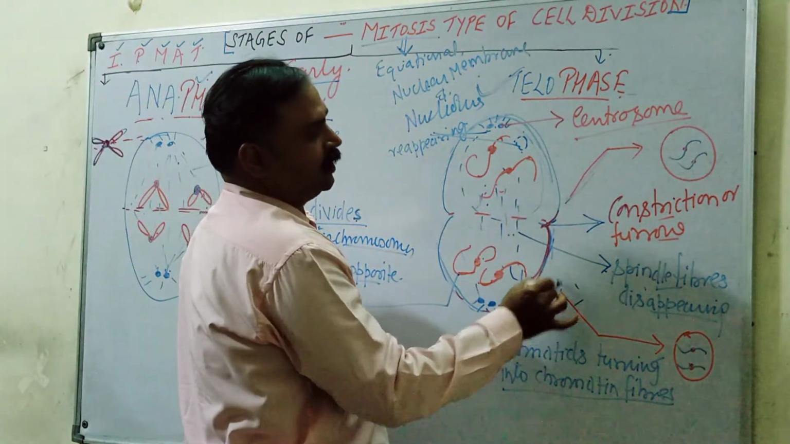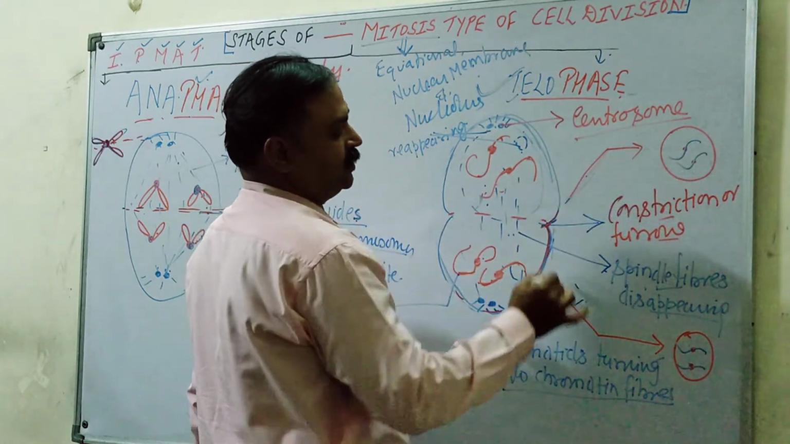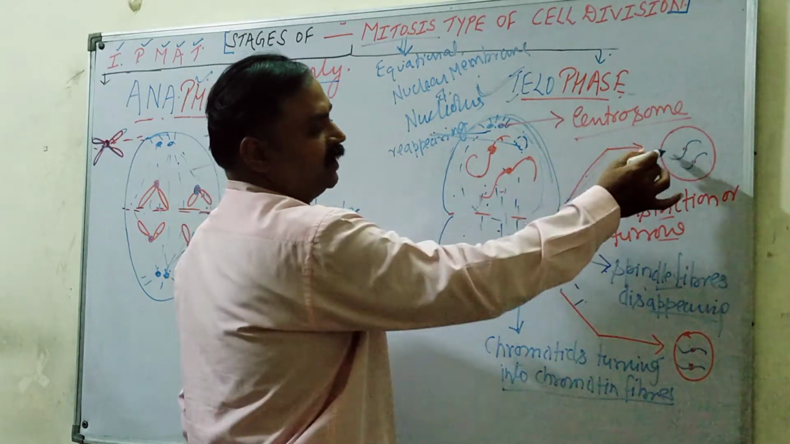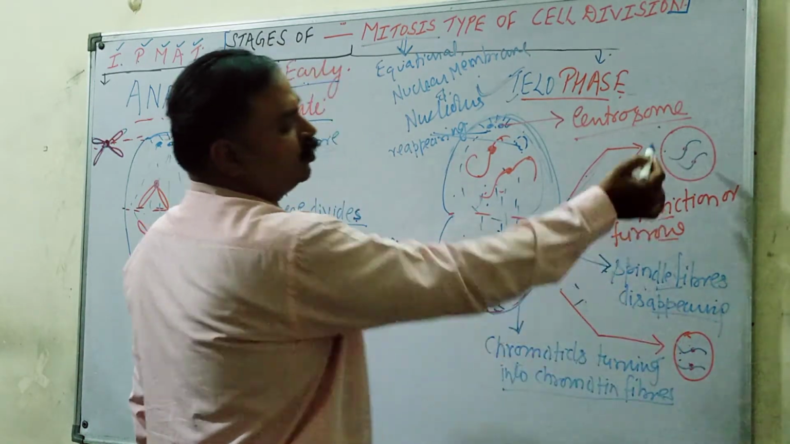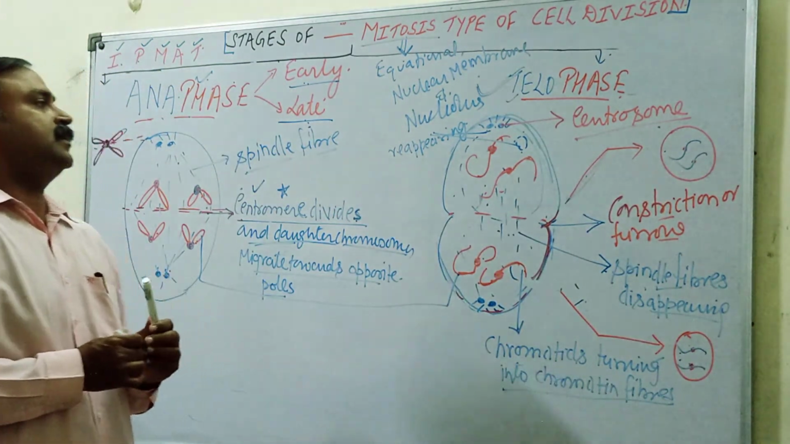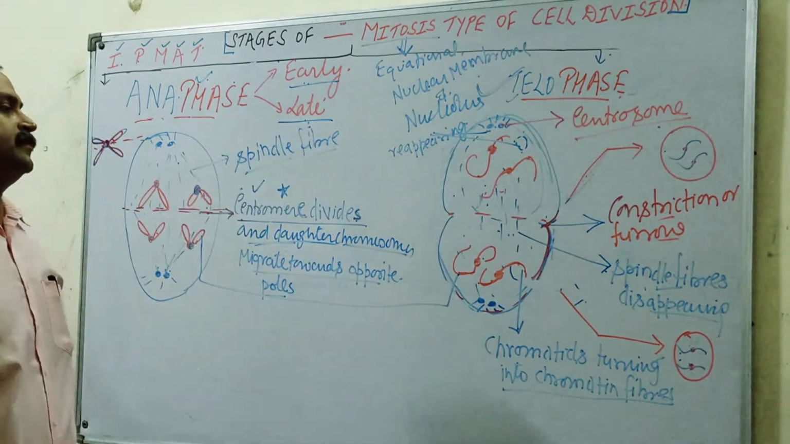And in the concluding part of telophase you can see cytokinesis, division of cytoplasm. That is cytokinesis, breaking the parent cell into 2 daughter cells. So that's it. These are the stages of mitosis, cell division.